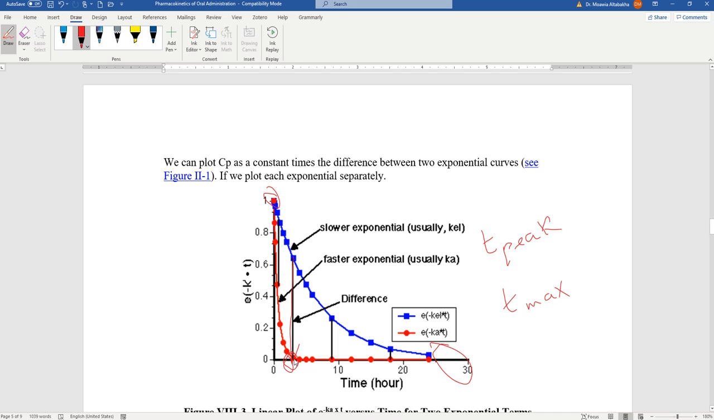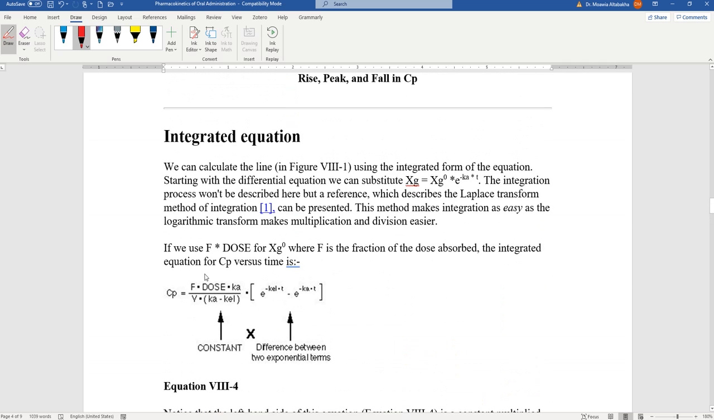At this time, look at this big difference. I will have the maximum concentration. We have CP peak, or CP max. When? When the difference between these two is maximum. Of course, it will never be more than 1. It will range from 0 to 1 differences here. So the biggest difference will give you, because this is a constant, the highest concentration, CP peak.